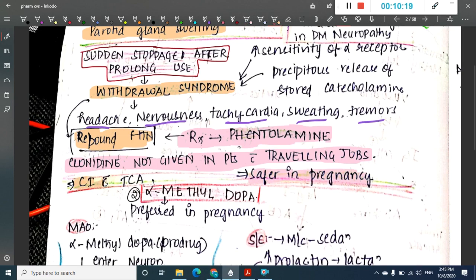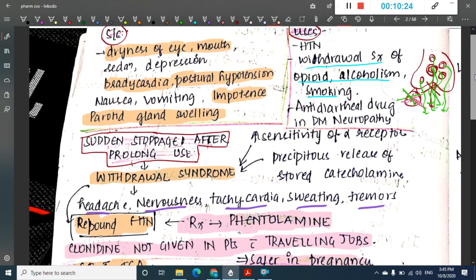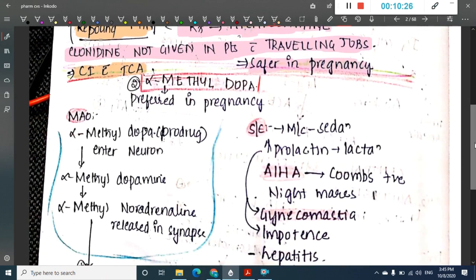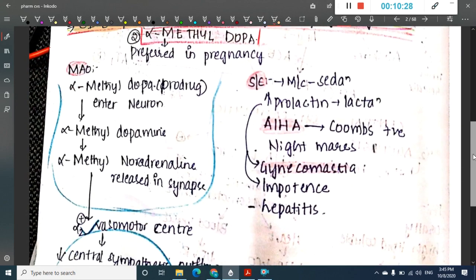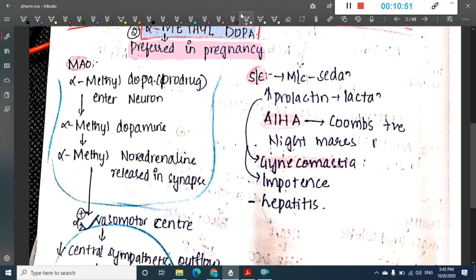Clonidine is contraindicated with tricyclic antidepressants. So these are the important things about clonidine. Then the next alpha 2 agonist, or central sympatholytic, is the second drug, alpha methyl dopa. Alpha methyl dopa is also safe in pregnancy, but it is the drug preferred in pregnancy. You can use clonidine also in pregnancy, that is also safe, but alpha methyl dopa is preferred.